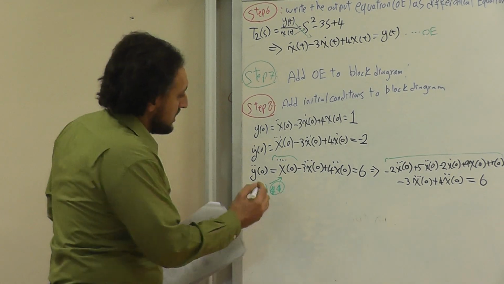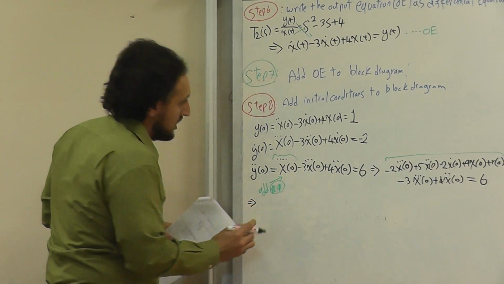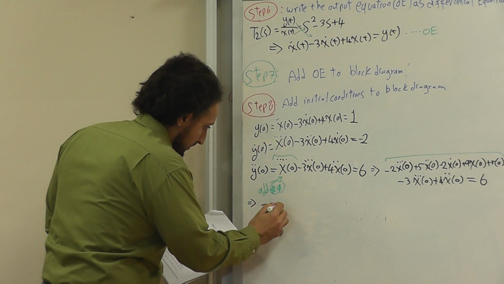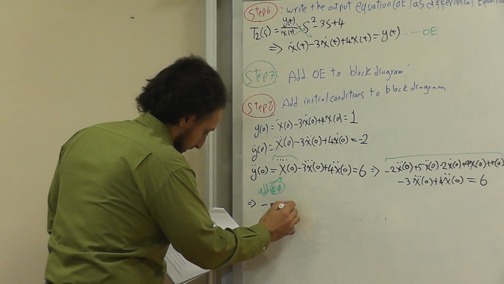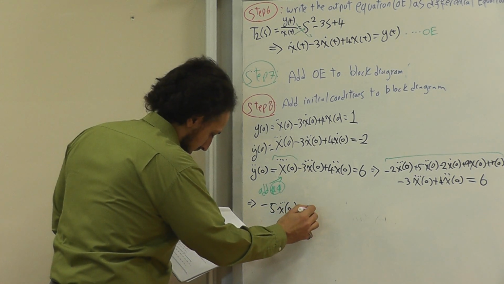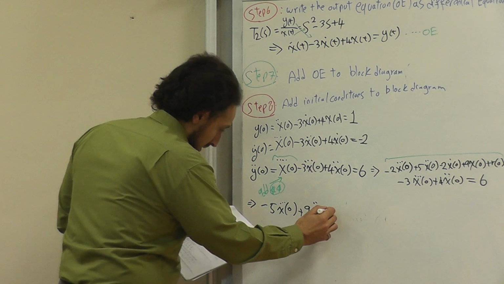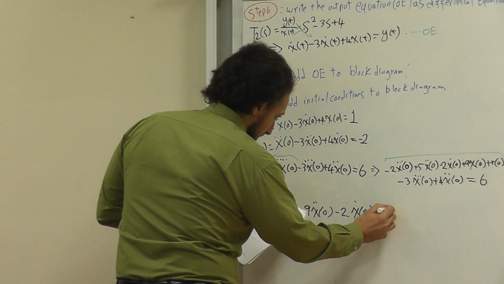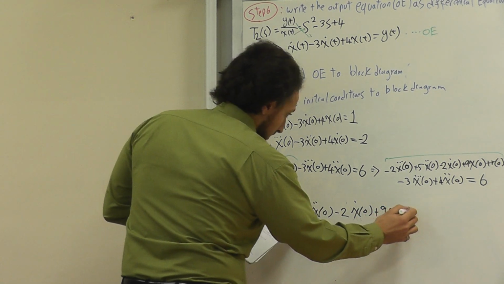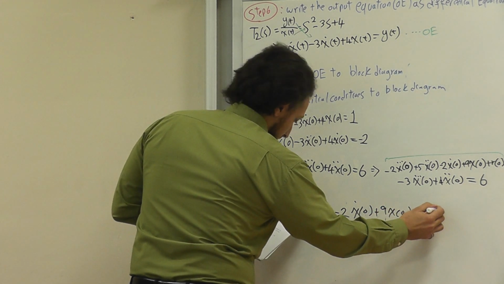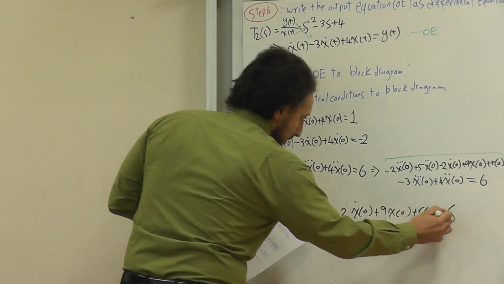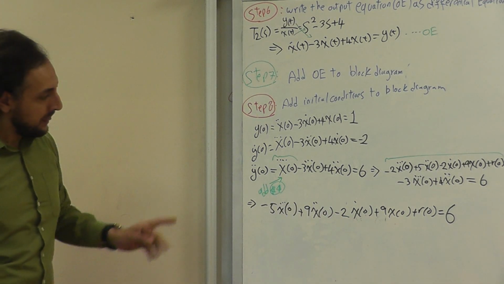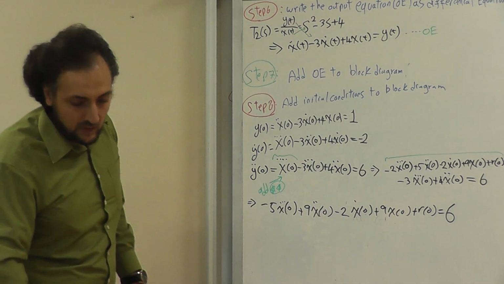Let me go for the answer, and then it will be minus 5x plus 9 minus 2. After you solve this, you will have this equation. But now, one thing to be mentioned.